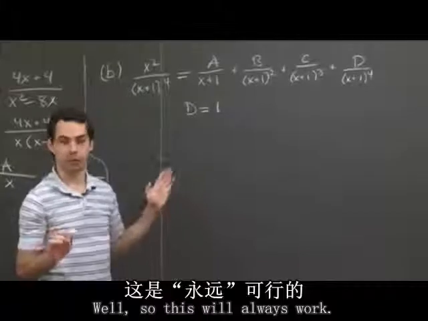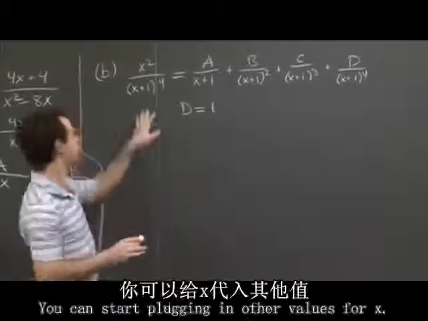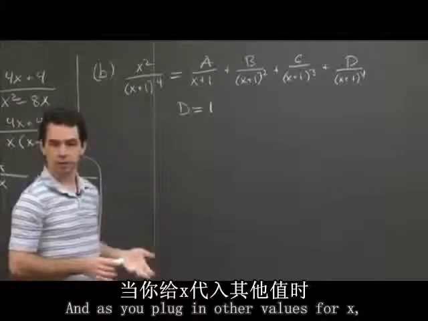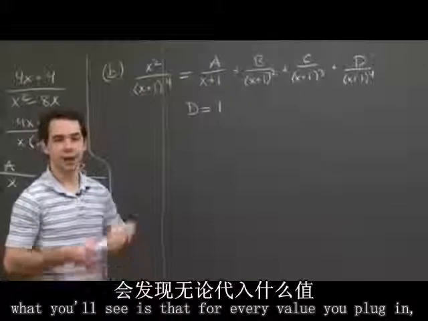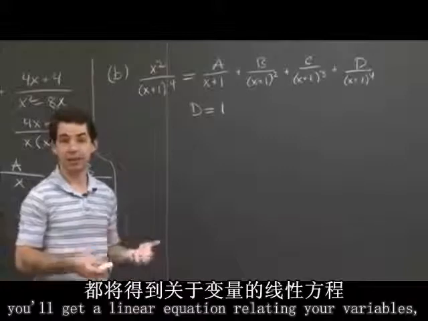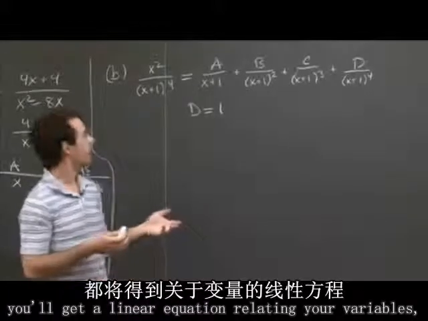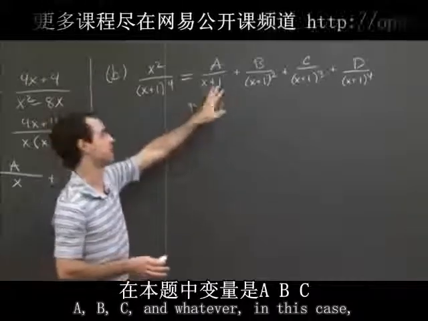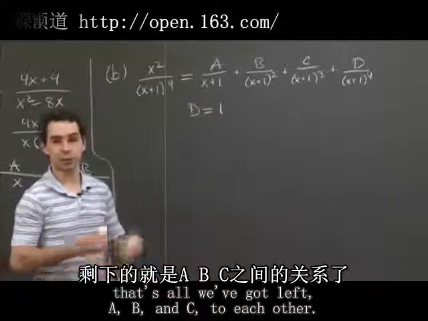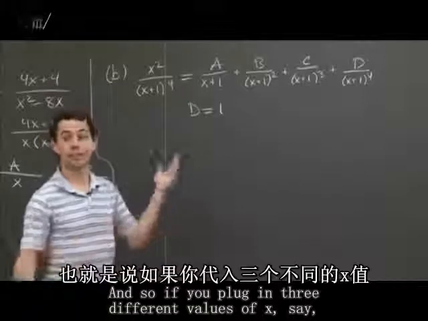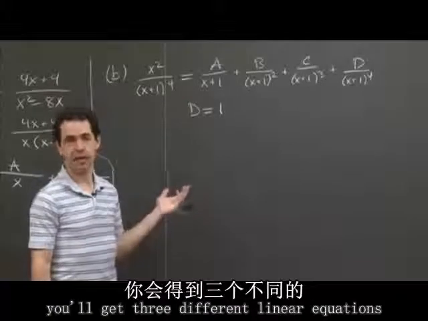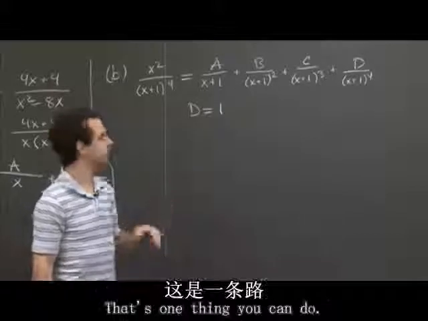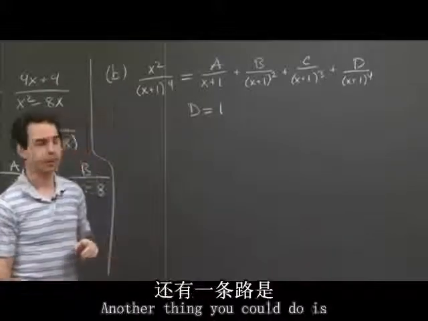Well, so this will always work. I shouldn't say often works. You can start plugging in other values for x. And as you plug in other values for x, what you'll see is that for every value you plug in, you'll get a linear equation relating your variables a, b, c, and whatever, in this case that's all we've got left, a, b, and c, to each other. And so if you plug in 3 different values of x, say, you'll get 3 different linear equations with 3 different variables, and then you can solve them. That's one thing you can do.